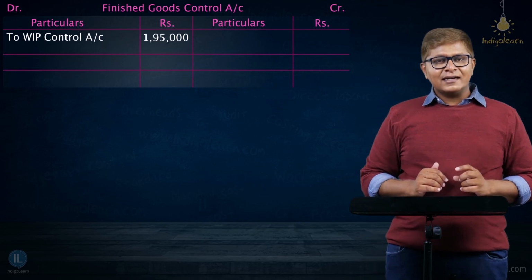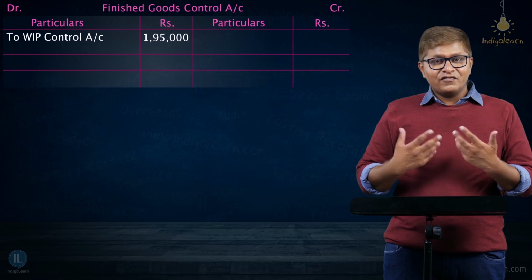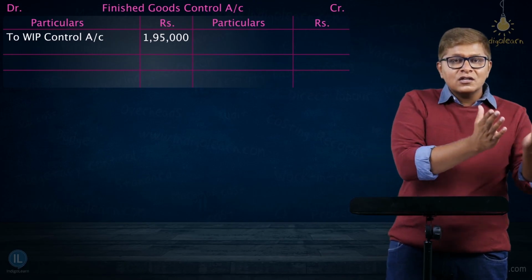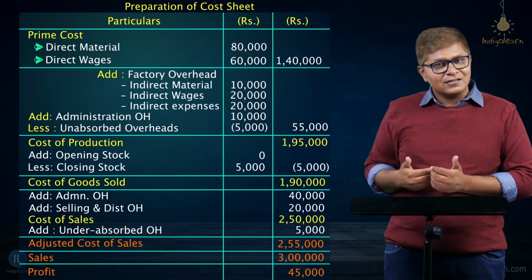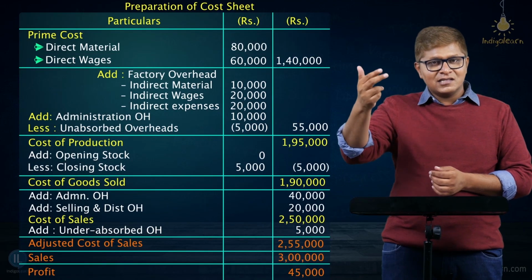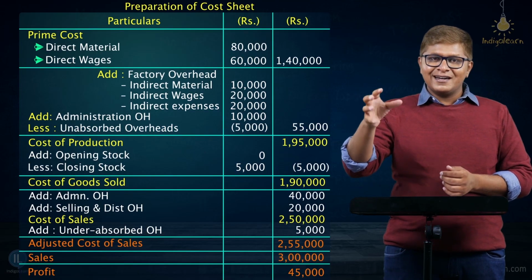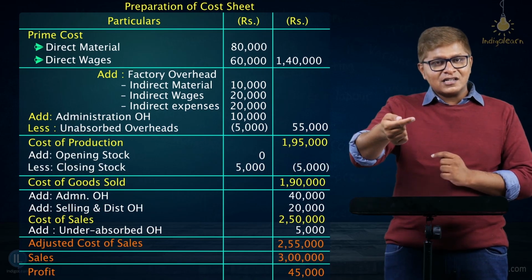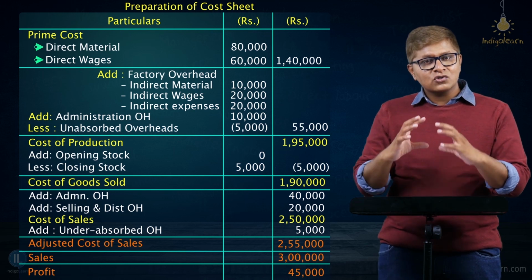So first, let us make an entry for the transfer of goods, that is the finished goods, from the finished goods account to the cost of goods sold account. You can please go back to your cost sheet and refer the flow of the transactions. So we have the material, wages, the prime cost. To the prime cost, we added the production and admin overheads related to the production activity. We arrived at the cost of production. We adjusted for opening stock and closing stock. We arrived at the cost of goods sold.